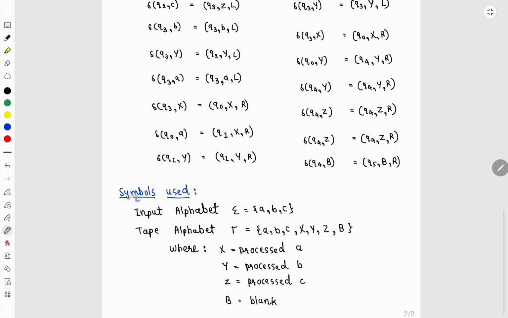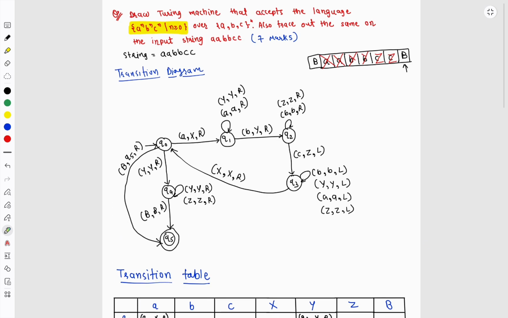Now you can also write whatever symbols are used. We have taken the string AA, BB and CC. So the alphabet used are A, B and C. Now what is the tape alphabet used? This is our tape, and on this tape we have used some alphabet, corresponding symbols and blank space. So the alphabet used are A, B, C. We have used capital X, capital Y, capital Z and blank. So we need to write here the tape alphabet tau is equal to this, where X is processed A, Y is processed B, Z is processed C and B is blank. This is how you need to write the answer in the exam for the 7 marks.